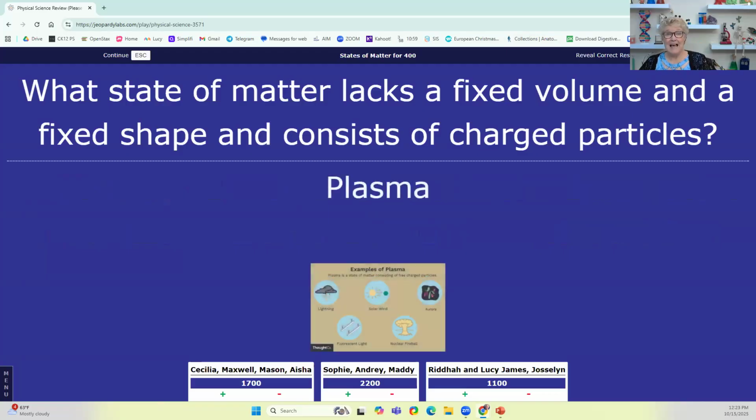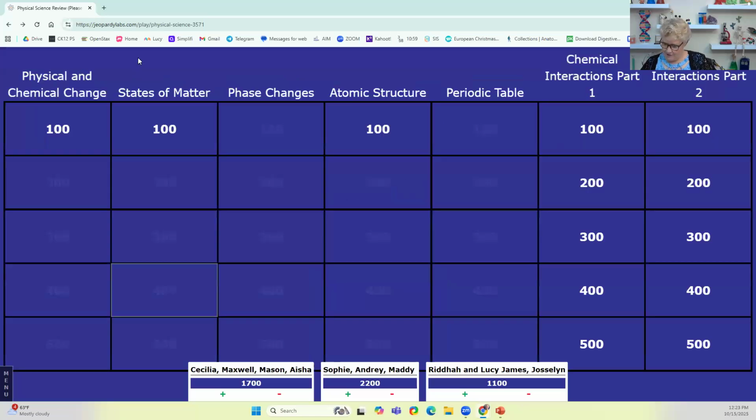It is actually plasma. That's what makes plasma different. Just like gas, it does not have a fixed volume. It does not have a fixed shape, but it's those charged particles that make it plasma. That's what makes it different. All right, that was Aisha. Now we go to Andre.